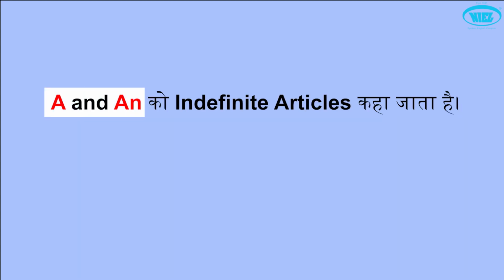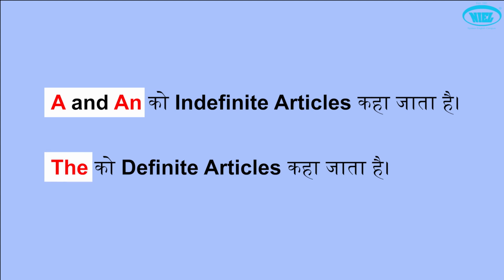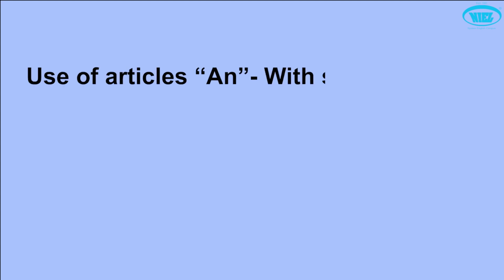A and an are called indefinite articles and the is called a definite article. So let's first learn the usage of an.